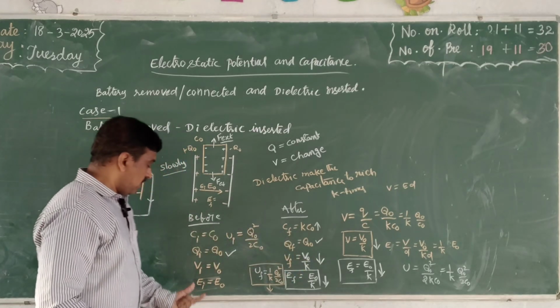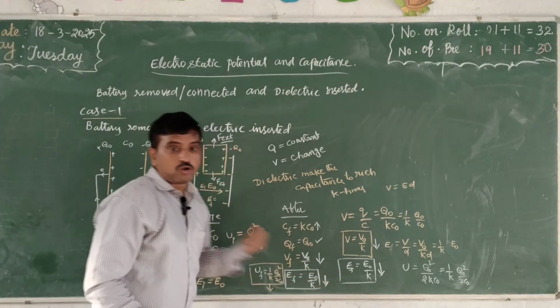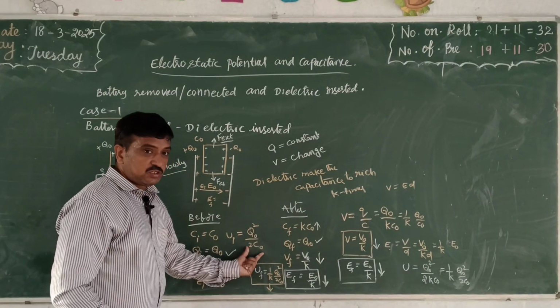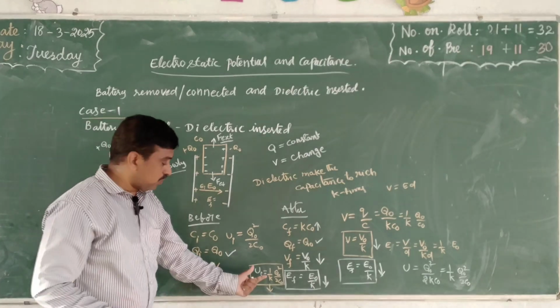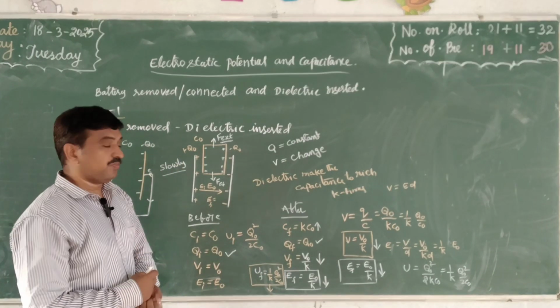Potential is decreased by K times, V naught to V naught by K, electric field decreases K times, E naught to E naught by K, potential energy decreases K times, Q naught square by 2 C2, where C2 is K times C naught, so Q naught square by 2 K C naught, which means K times decreases. Yes?